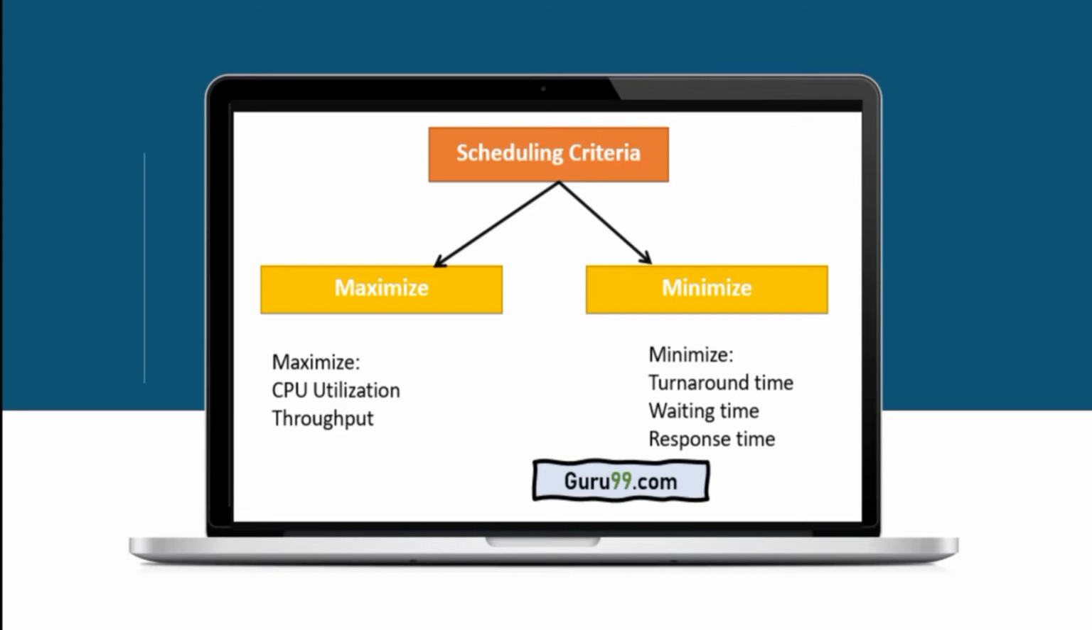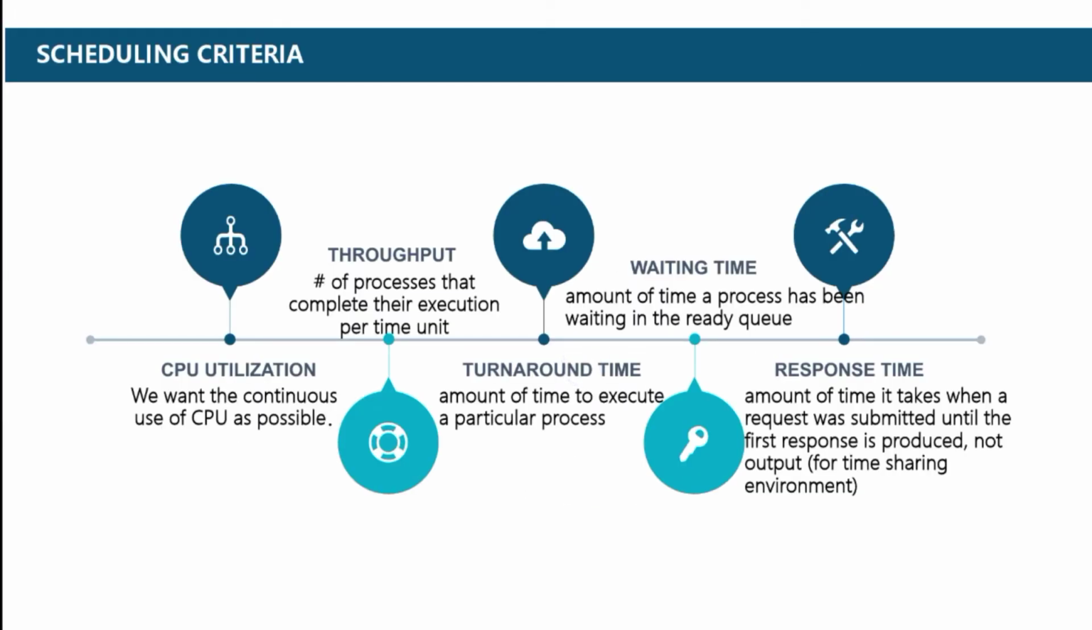So CPU utilization and throughput are the scheduling criteria that need to be maximized, while turnaround time, waiting time, and response time are to be minimized in CPU scheduling. When we say CPU utilization, this is what we want for the CPU: to be in continuous use as much as possible. We want the CPU to take on as many processes as it can to allocate and execute to provide a specific output.